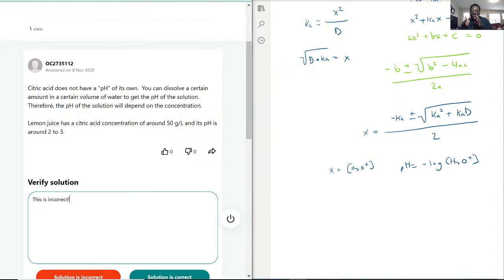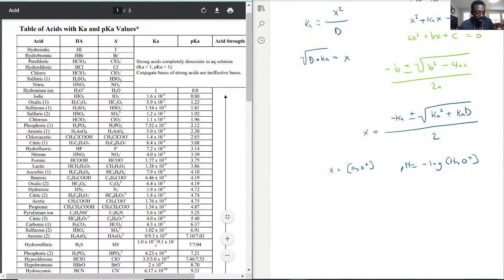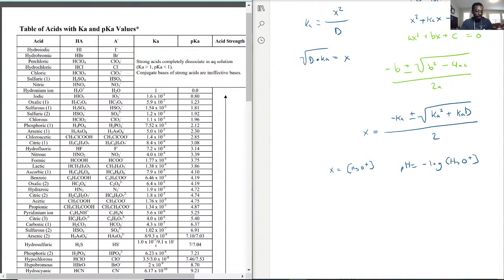If we just use the quadratic equation right here, using citric acid, the Ka of citric acid is 8.4 times 10 to the negative 4. So that's negative 8.4 times 10 to the negative 4. I'm going to first do plus the square root of 8.4 times 10 to the negative 4 squared plus Ka times D. So that's, we said it was 0.26.